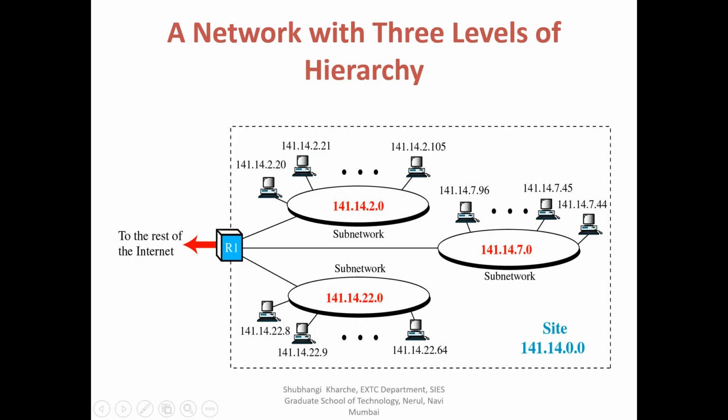So a network with three levels of hierarchy is shown here. This is the entire network. This site has an IP address 141.14.0.0. Under this site, there are subnetworks 141.14.2.0, 7.0, and 22.0. Now each of these subnetworks has a number of hosts connected to it. So this becomes the three levels of hierarchy. With the use of subnetting, the IP addresses were used efficiently.